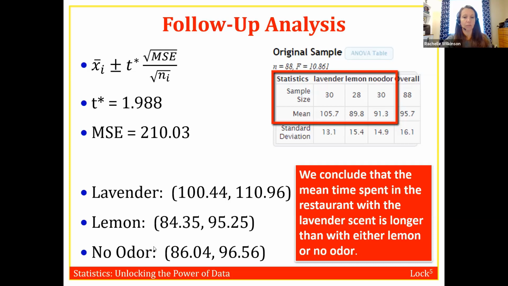And that's how we're going to use our intervals to draw conclusions. It's important that you use the intervals to draw your conclusions. Sometimes what I see on the test is people go to all this work, they compute all these intervals, and in the end, when they draw their conclusion, they'll tell me lavender had the most, no odor had the second most, lemon had the least.